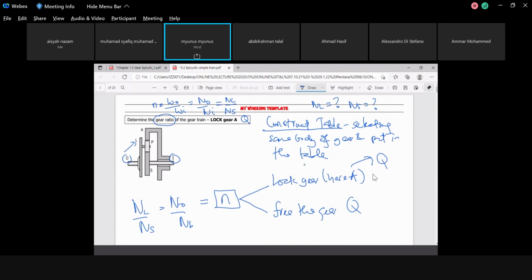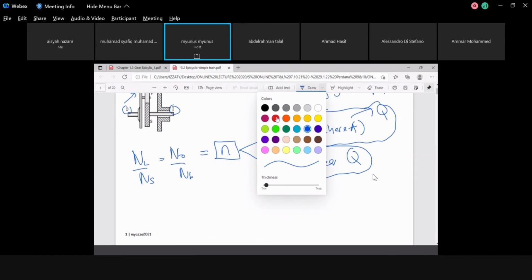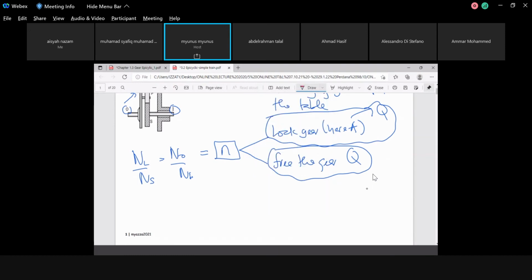So I'm going to explain this one first. Then we free the gear. And remember, as I mentioned earlier, when you lock the gear, you need to give plus one and minus one rotation. When you free the gear, you have to give plus A and plus B rotation. This is what we call formulation.